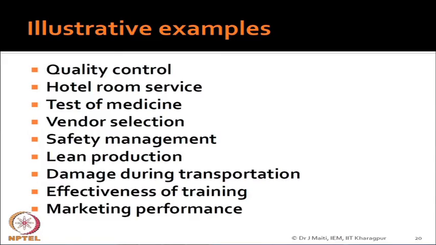Now, lean production. Lean production means, suppose inventory control is a big issue. You are producing 10 items, but from the raw material side you are keeping huge raw materials in inventory. It is a loss to the company.